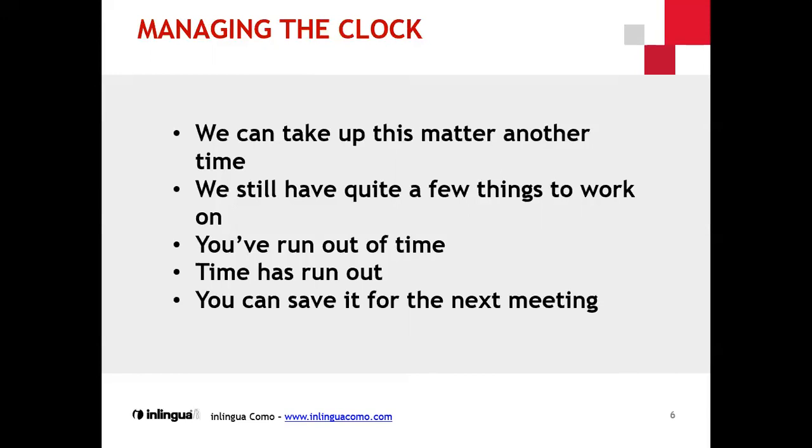If the meeting is scheduled to end soon and many tasks haven't been completed, you can say, "We still have quite a few things to work on." When there's no time remaining in a meeting, then you have run out of time or time has run out. If you don't have time to get to one of the items on the agenda, but still need to talk about it during the next meeting, then you can say, "You can save it for the next meeting."